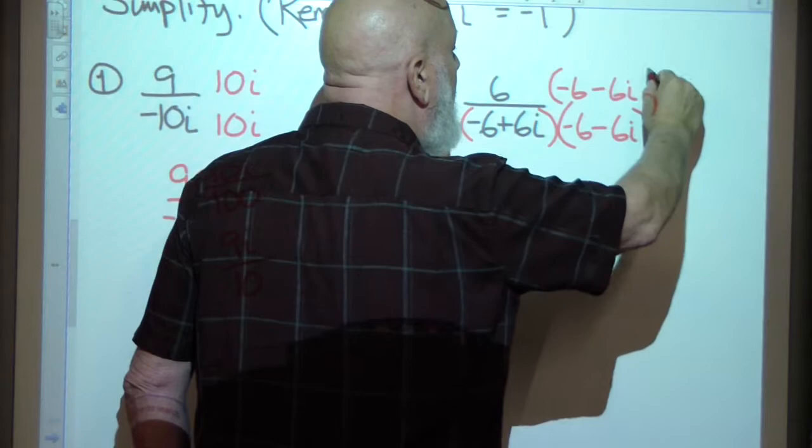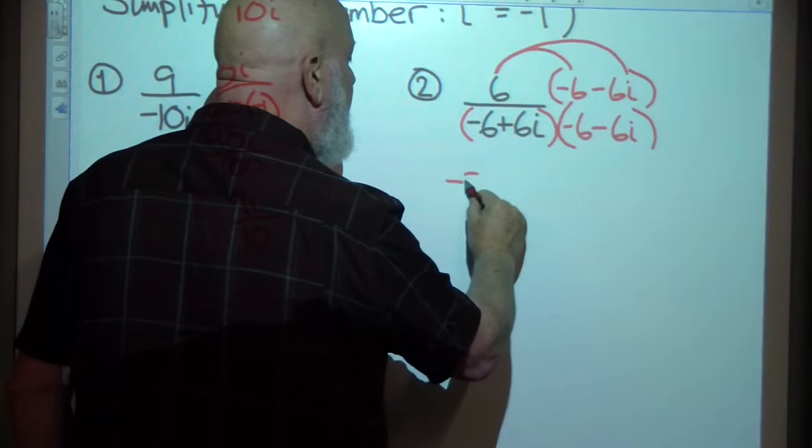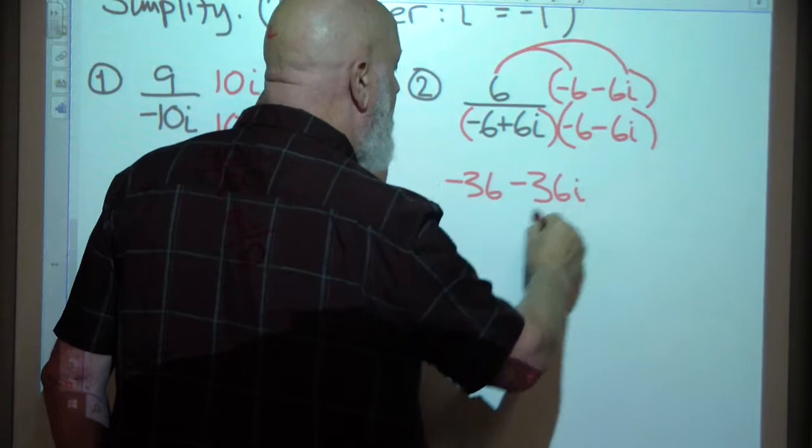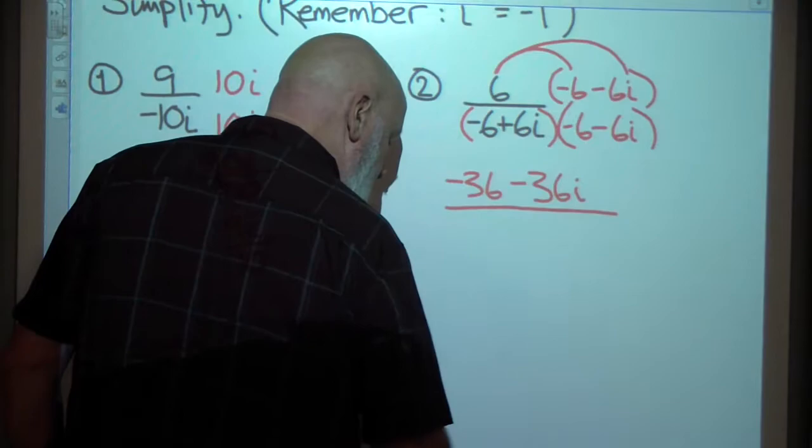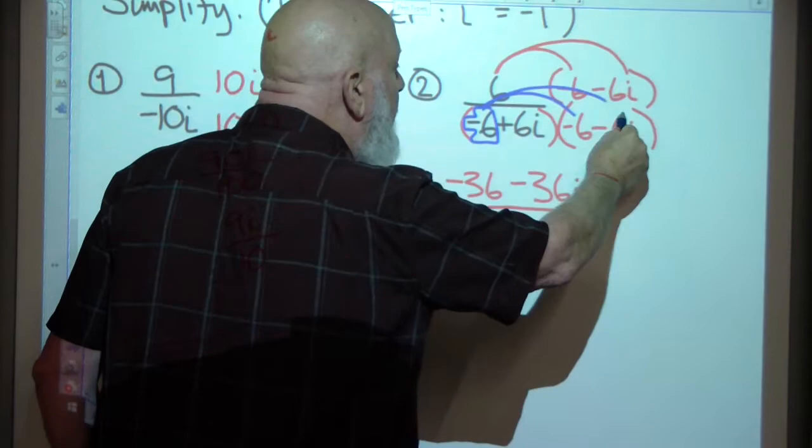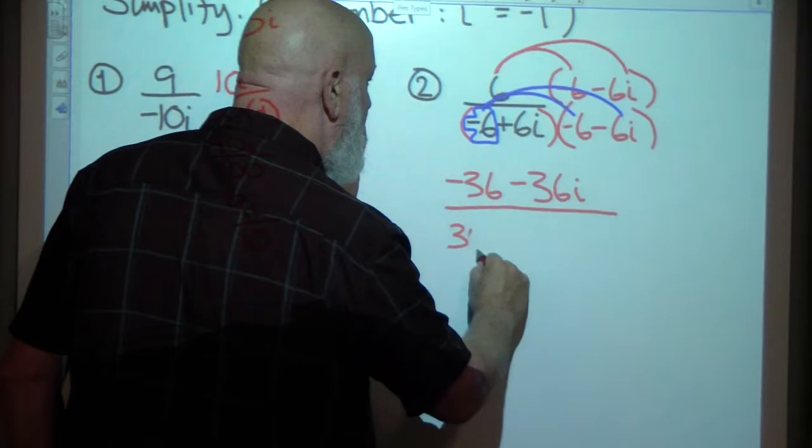This will give me negative 36 minus 36i. In the bottom, I'm going to do negative 6 times negative 6. I'm going to FOIL. I'm going to take this negative 6, multiply it by both of those. That will give me positive 36, positive 36i.